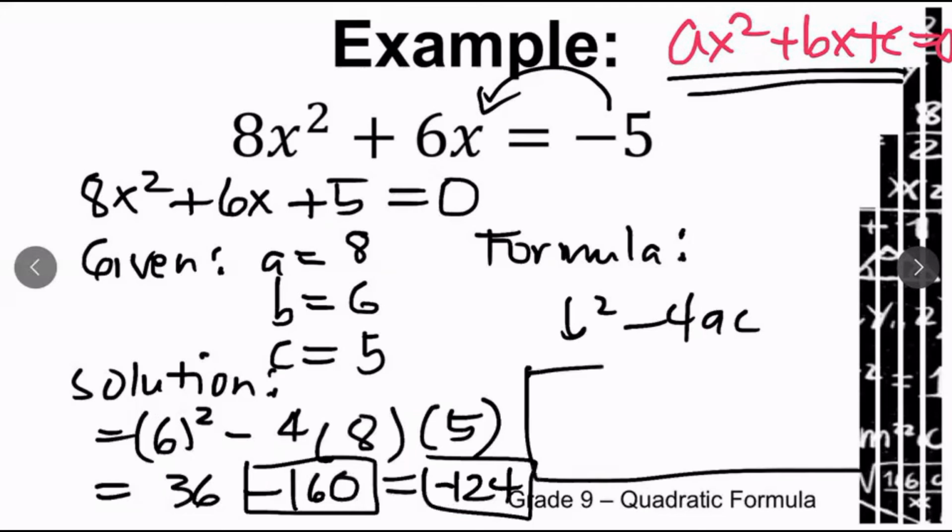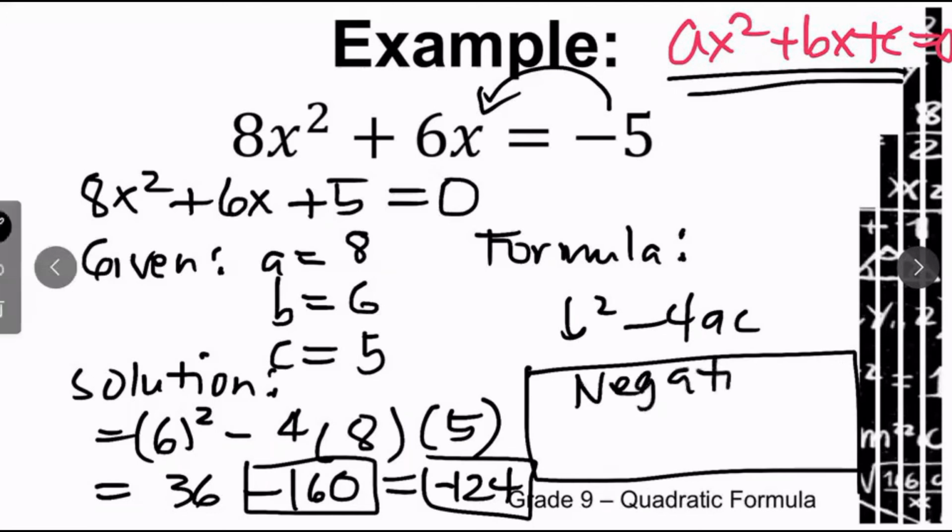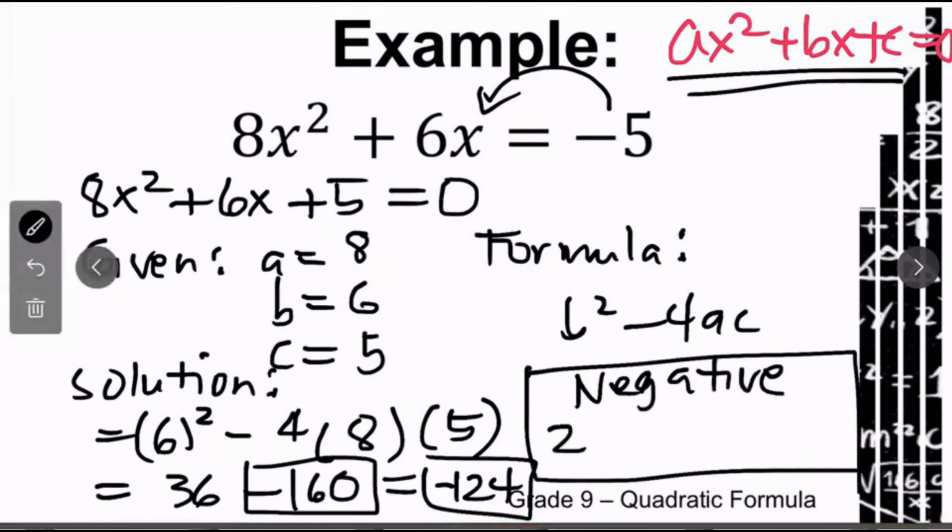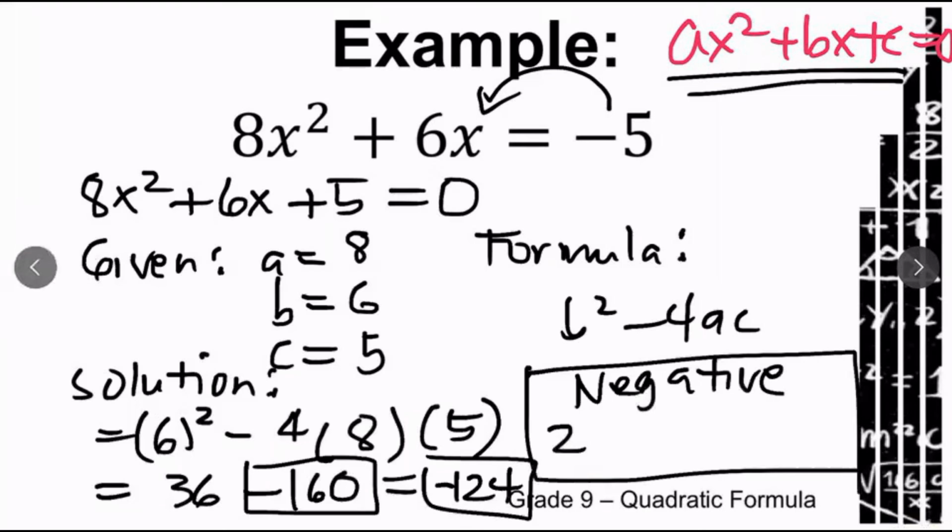Next, since our answer is negative, do you think how many solutions are there? And what will be our answer? Is it positive, 0, or negative? Okay, that's good. We have -124, so our answer is negative. And meaning, since we are given with negative, there are two, ano yung lagay natin dito? Two complex but not real solutions, or there are imaginary solutions. Yan. So there are two not real solutions.